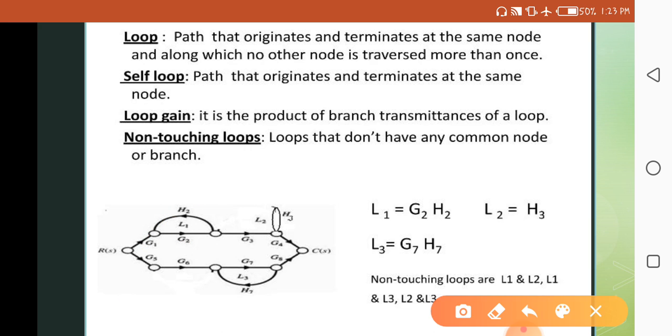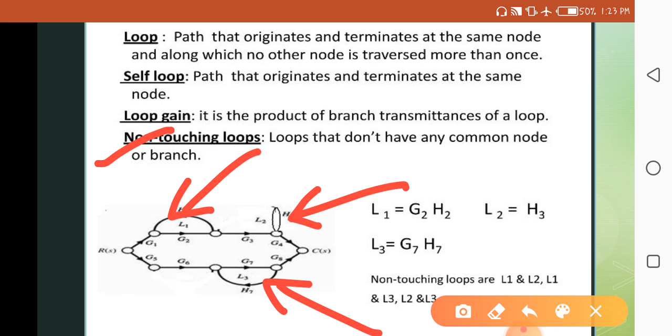Now what is a non-touching loop? Generally, a non-touching loop is a loop that doesn't have any common node. So here L1, L2 and L3 are non-touching to each other. So these are non-touching loops.